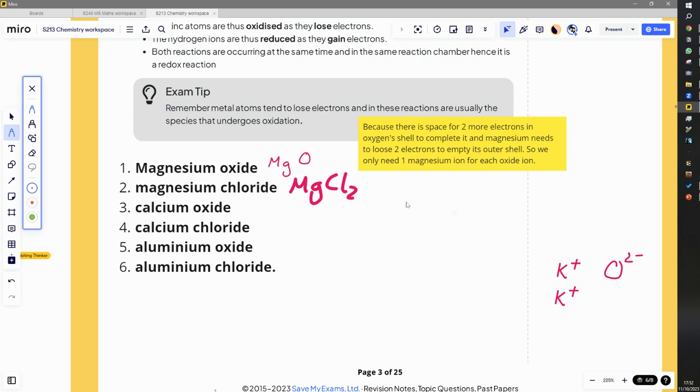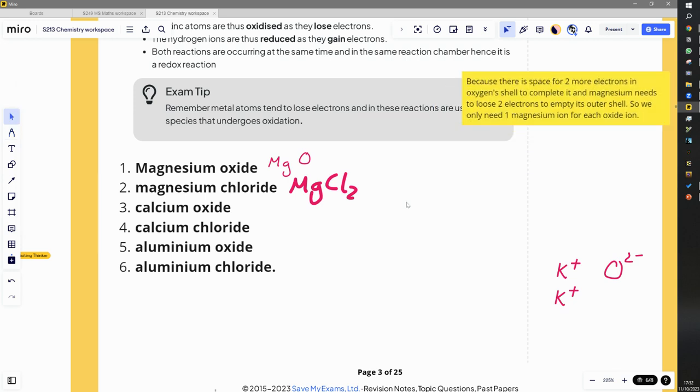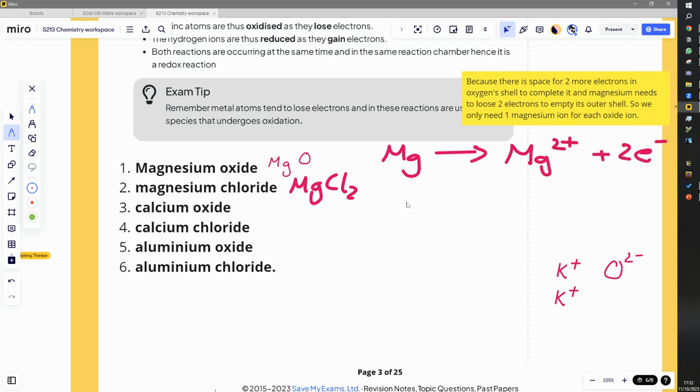So in the case of magnesium oxide, if you look on the periodic table, you'll notice that magnesium is in group 2. So that means it's got 2 electrons in the outer shell. So what happens when it becomes an ion? It loses those 2 electrons. It becomes Mg2+, and then you've got the 2 electrons. That would be a nice half equation to show the ionization of magnesium.